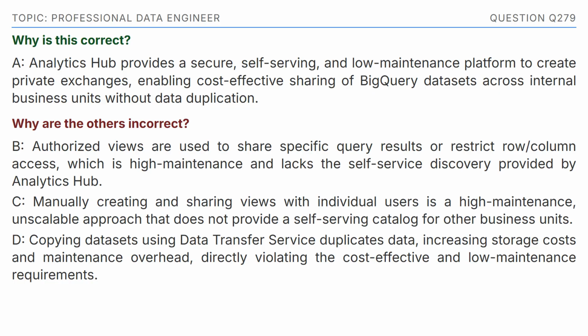Why are the others incorrect? B. Authorized views are used to share specific query results or restrict row/column access, which is high maintenance and lacks the self-service discovery provided by Analytics Hub. C. Manually creating and sharing views with individual users is a high-maintenance, unscalable approach that does not provide a self-serving catalog for other business units. D. Copying datasets using data transfer service duplicates data, increasing storage costs and maintenance overhead, directly violating the cost-effective and low-maintenance requirements.